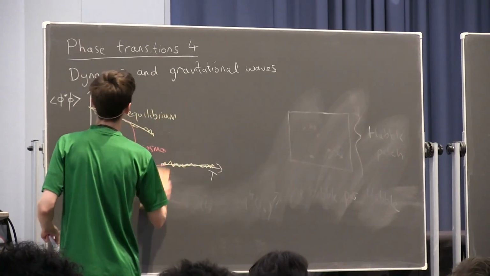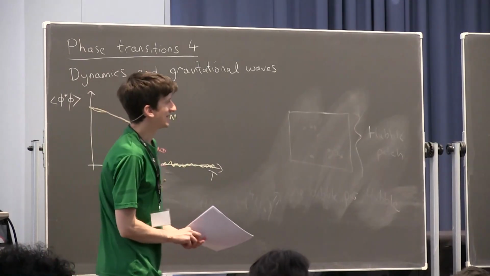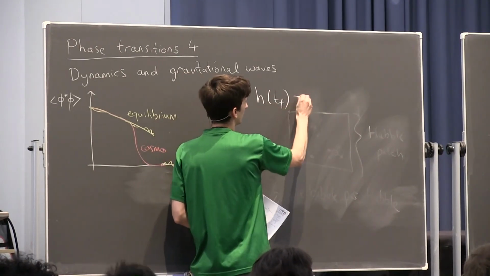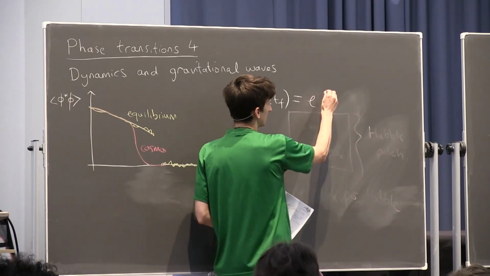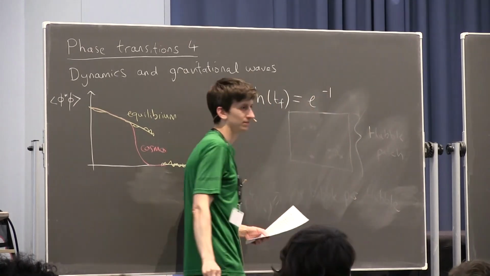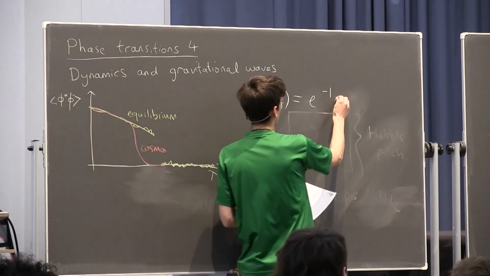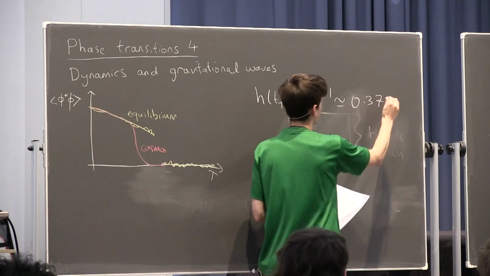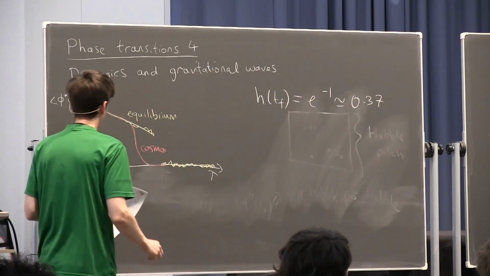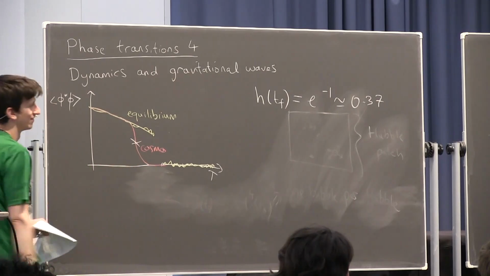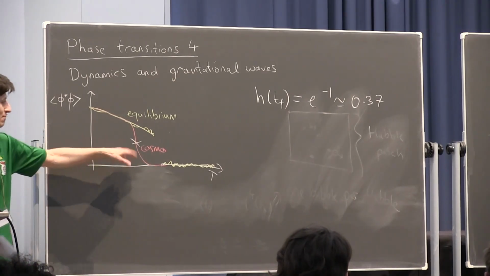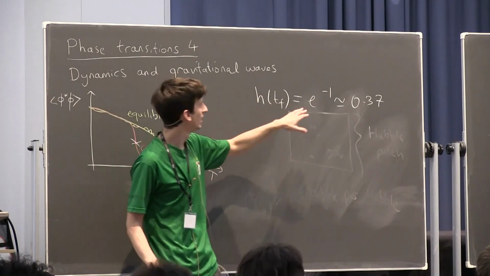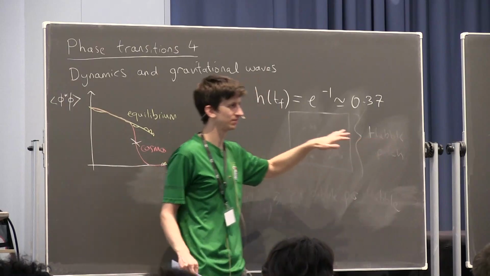So I'll just leave this for a moment. What is this tf time? So h of tf now is e to the minus 1, which is 0.37. So that's somewhere there. So I've now found a time somewhere in the middle where an order 1 fraction of the universe is in the high temperature phase and an order 1 fraction of the universe is in the other phase. So, yeah.